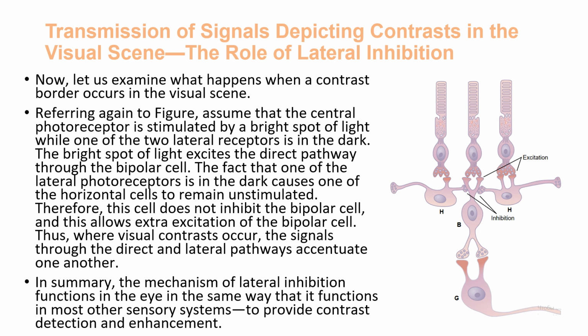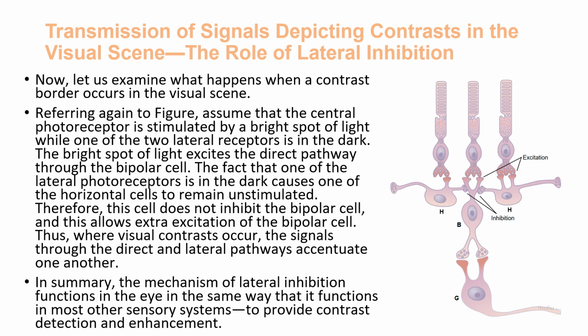Now, let us examine what happens when a contrast border occurs in the visual scene. Referring again to the figure, assume that the central photoreceptor is stimulated by a bright spot of light while one of the 2 lateral receptors is in the dark. The bright spot of light excites the direct pathway through the bipolar cell.